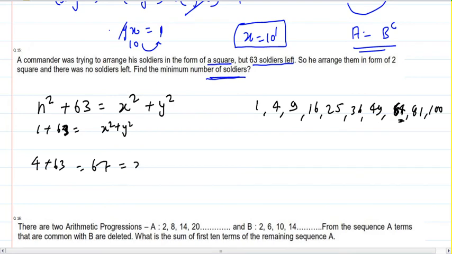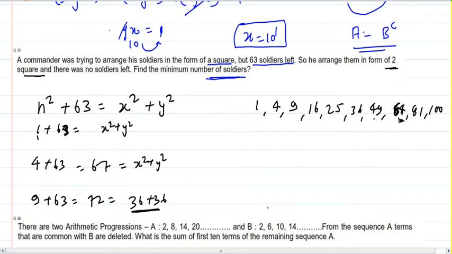If I put n is equal to 2, I have got 4 plus 63 as 67. Can I form 67 as sum of two squares? See, if I have 64, I need 3. If I have 49, I need 18. I do not have. So no, n cannot be 1, n cannot be 2. If I put n is equal to 3, 9 plus 63, that is 72. Can I form 72 as sum of two squares? I think yes. I can achieve this with 36, 36. It does not say that two squares must be of different dimensions. It says simply two squares are formed.